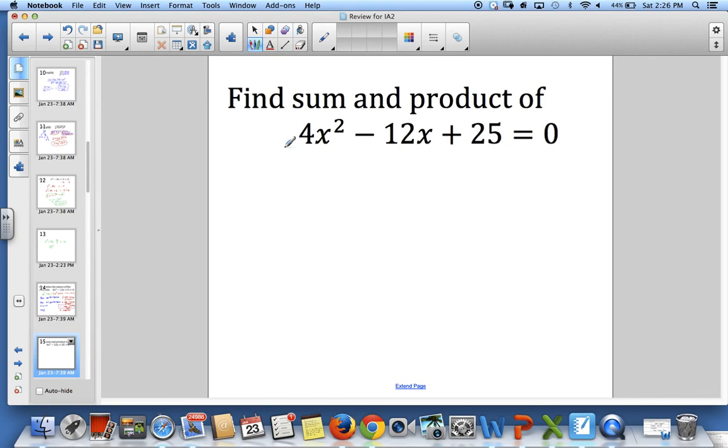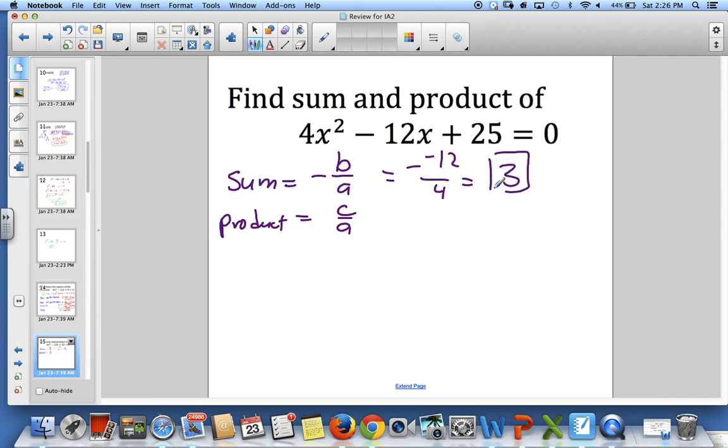Find the sum and product. We have to use the formula that we learned earlier, which said the sum is equal to negative b over a, and the product is equal to c over a. Some people just remember negative BACA, B-A-C-A. So the sum for this problem would be negative b, which is negative 12, so negative 12 over 4. A negative times a negative is positive. 12 over 4 is 3. That's the answer to the first part, the sum. And the product is 25 c over a, and that's the answer to the product. So that's a pretty easy problem if we know how to do it.